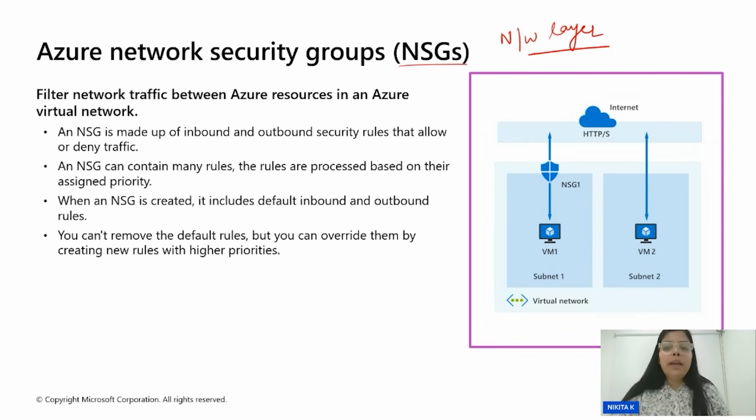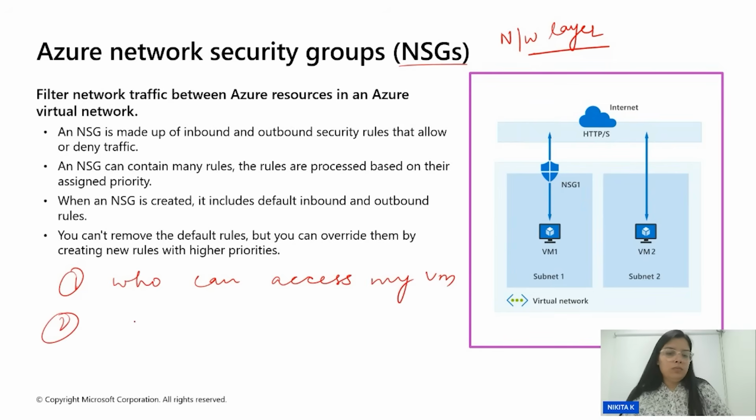Which traffic should come in, which traffic should go out, who can access my virtual machine, or what my virtual machine can access. Now, I have said two statements. First statement is... now, what is the difference between them? Who can access my virtual machine?